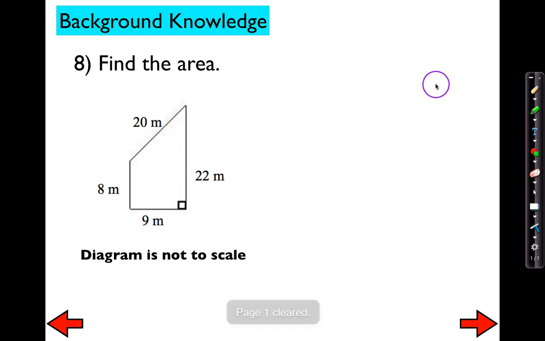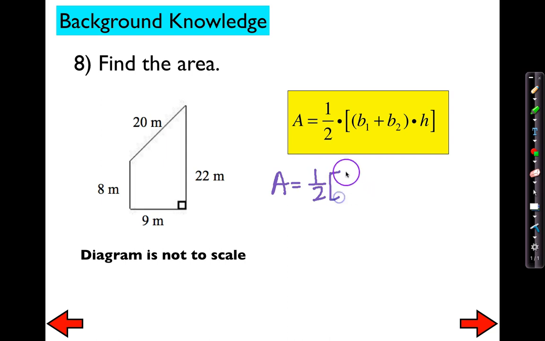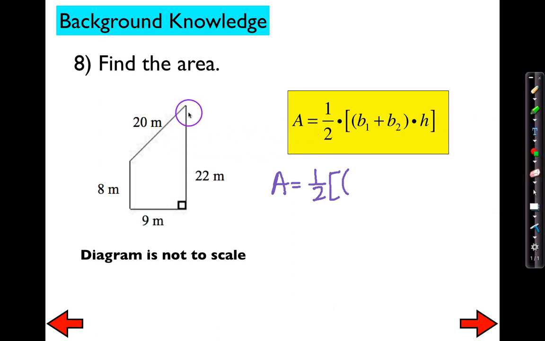Let's clean that up a bit. There we go. So let's go ahead and fill this in. Area equals 1/2 times the 2 bases added together. And again, your base is going to be the lines that are parallel. So notice here the 22 meters and the 8 meters are parallel. They will never intersect. So I'm going to go ahead and add those. 8 plus 22. But then we're going to multiply by the height.